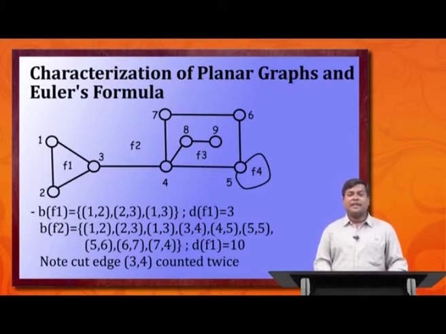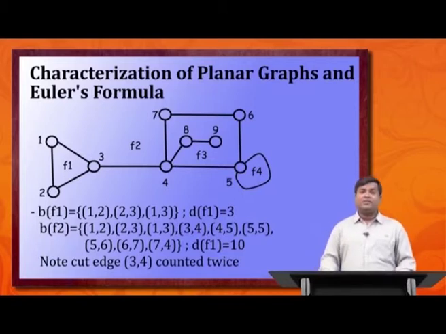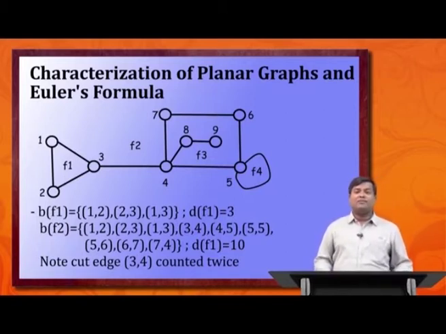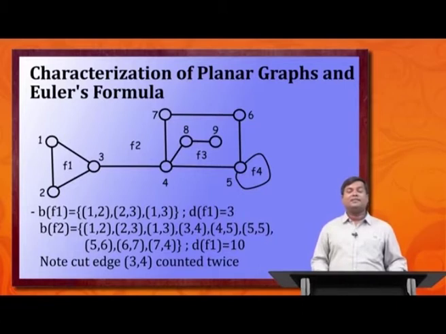The other definition is that we start from one vertex and visit the other vertices of the face across the boundary. For F2, if we start from 1, we go 1 to 2, then 2-3, 3-4, 4-5, 5-5 which is a self loop, 5-6, 6-7, 7-4 and 4-3. So we are coming back; 4-3 is the same edge as 3-4 counted twice, and then 3-1. So in that definition also d(F2) is 10.